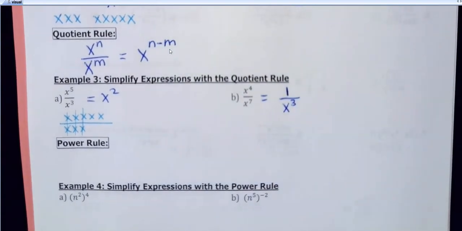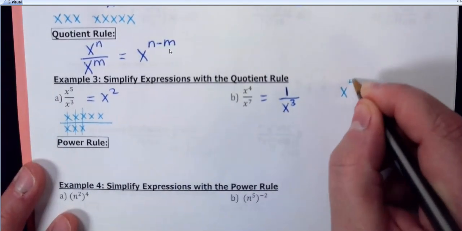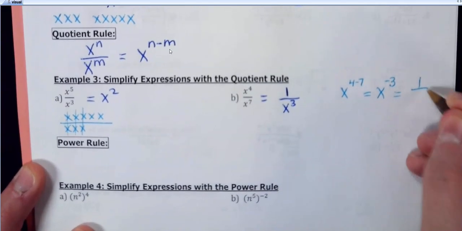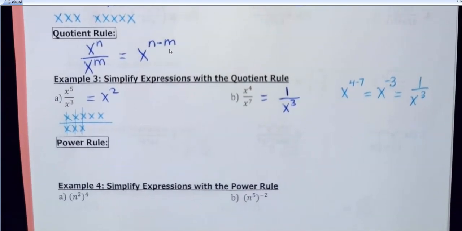Now, if you actually wanted to apply the rule there, this would be 4 minus 7, which would give you x to the negative 3rd, which we would get rid of that negative exponent using that property. But if they just ask you that in that format, I usually find that people think that's a little bit easier to do.